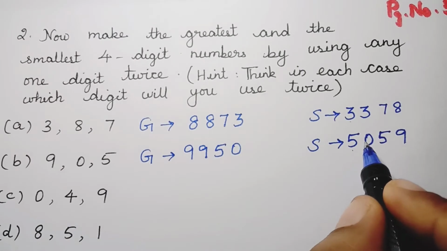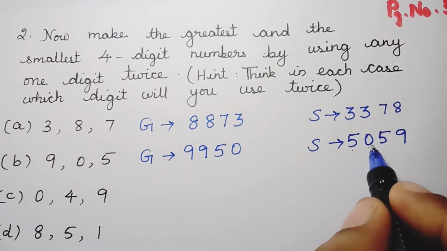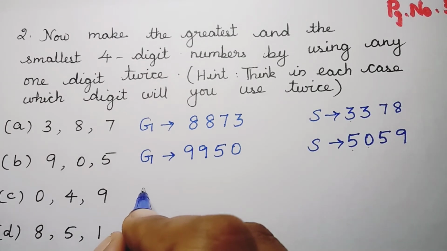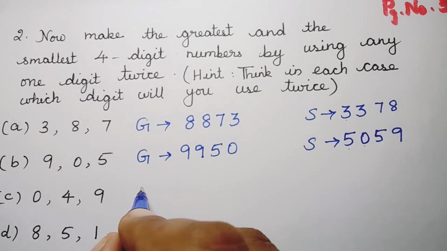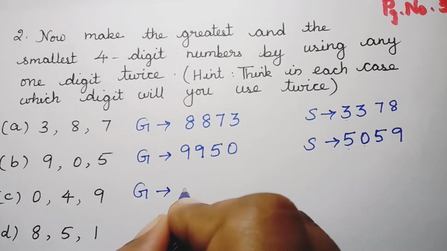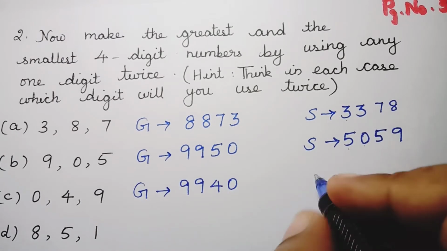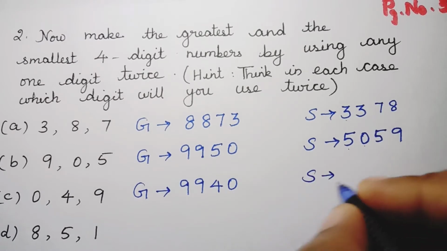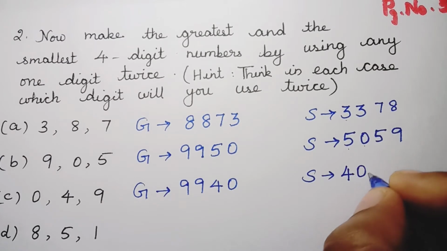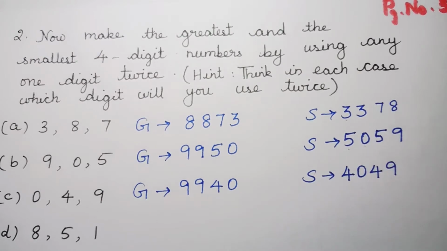What happens when you write 5509? It will become 5500, right? So that's a bigger number than this. So this is the answer. Okay, so we'll move to the next question. Greatest number: write it in the descending order and repeat the first digit twice. 9940. Okay, and the smallest number: the same way you have to repeat 4 twice, but next to 0 you have to write another 4. 4049 is the smallest number.